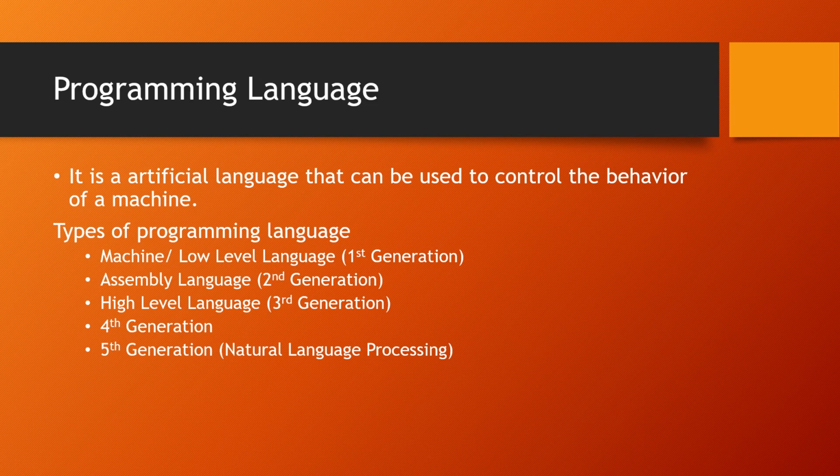And a programming language is an artificial language that can be used to control the behavior of a machine. The types of programming language are machine language, assembly language, and high level language. Next is fourth generation language. Fifth one is natural language processing.